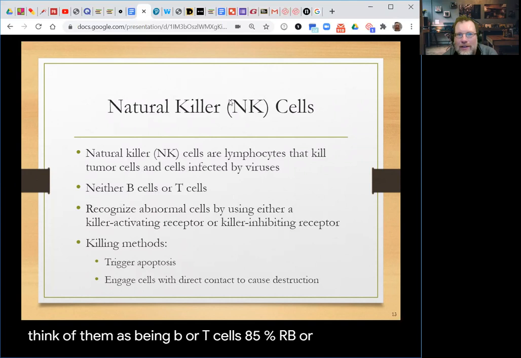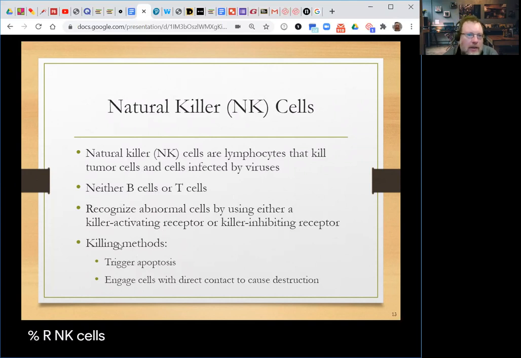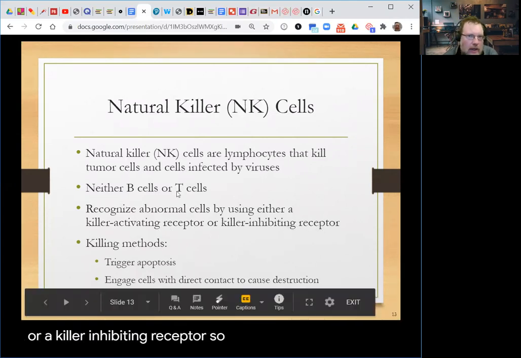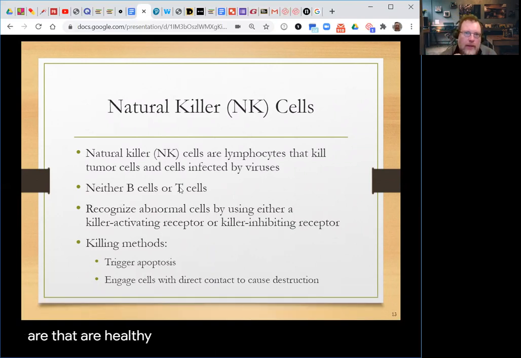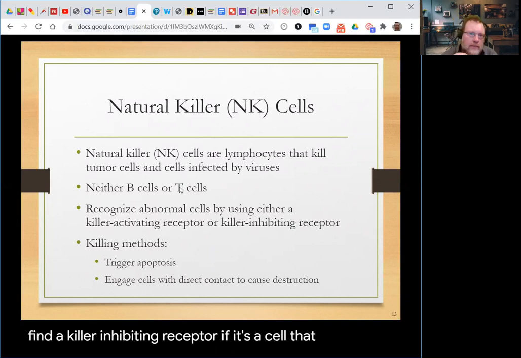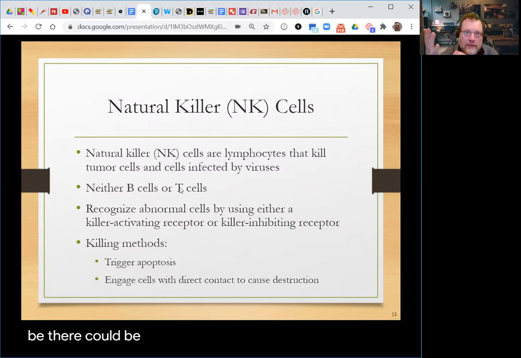85% are B or T cells, 15% are NK cells. So anyway, they've got a killer activating or a killer inhibiting receptor. So again, for self cells that are healthy, the natural killer cells are going to find a killer inhibiting receptor. If it's a cell that isn't supposed to be there, it could be a self cell, it could be a foreign cell, a pathogen. So that's going to activate the killer mode.